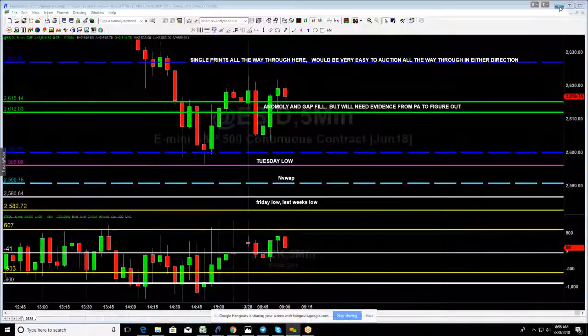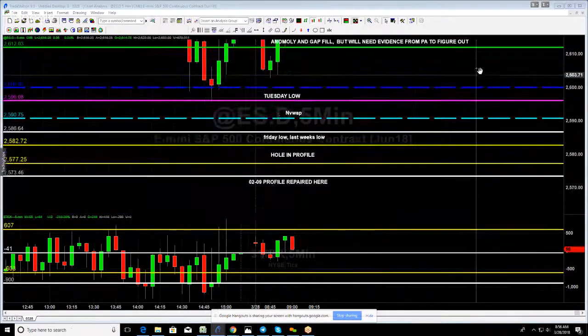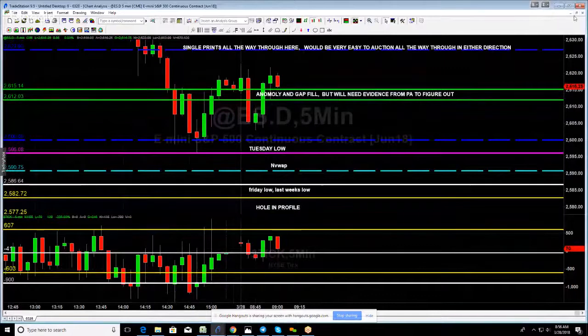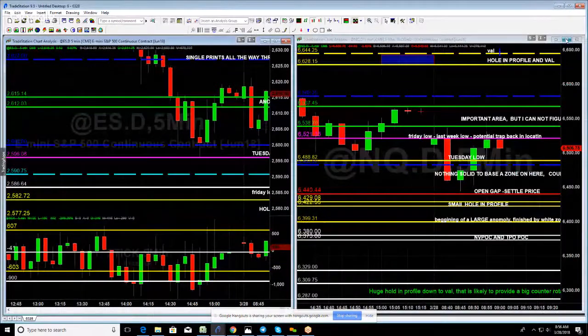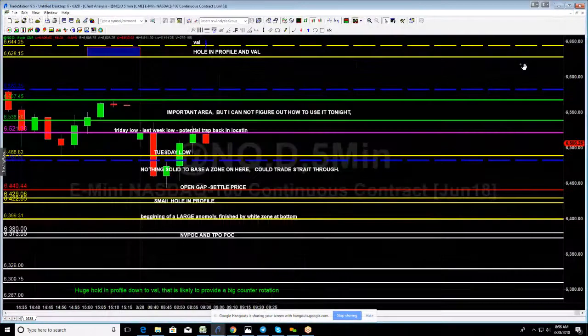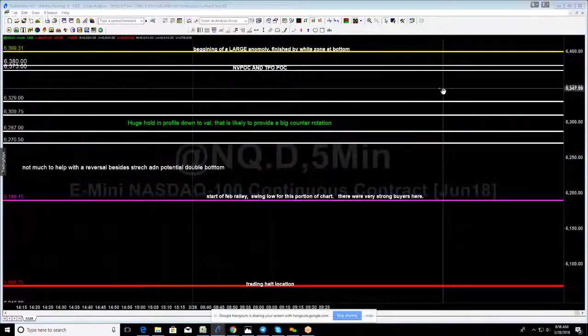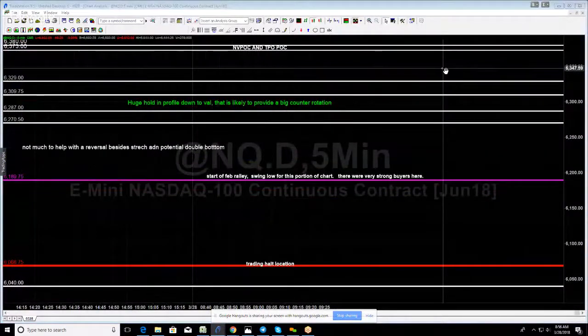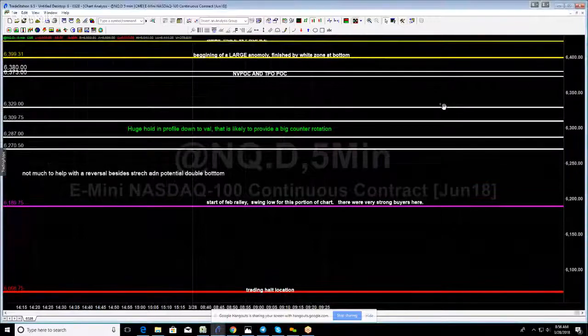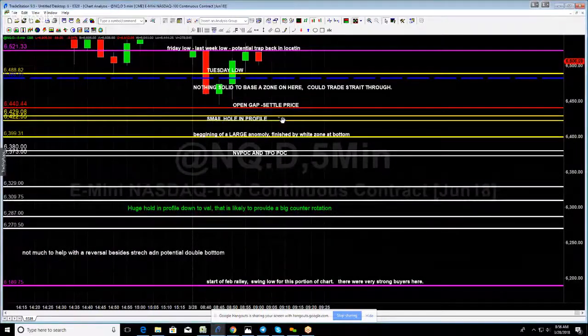Let's go look to make sure I got it right. Oh, no, it's not. Okay, we're fine. That is 64.29, which is sitting right here. Okay, that is the first hole in the profile. And that's why I want to get there. You notice we just missed that open gap, but that's why I want to trade that little hole.